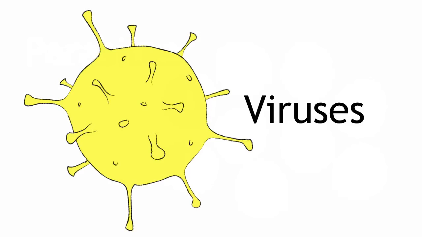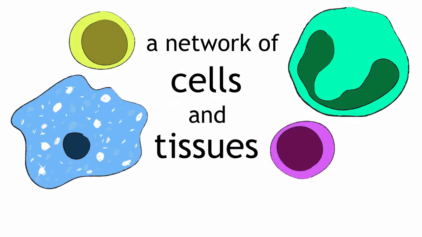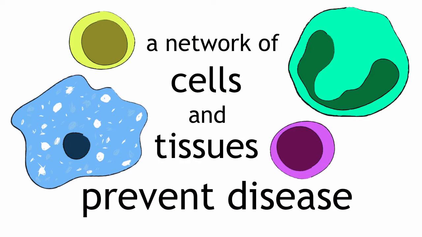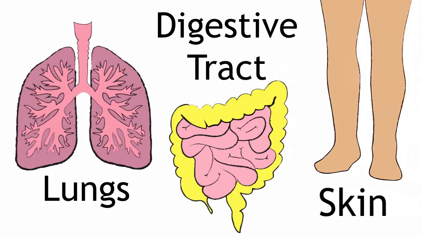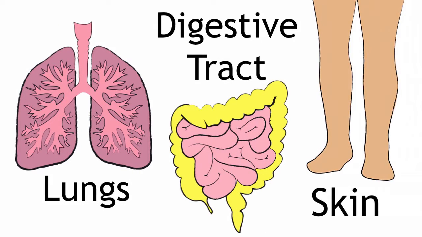The immune system comprises a network of cells and immune tissues that work together to prevent the development of disease. All parts of the body that interface with the environment, such as the lungs, the digestive tract, and the skin, have to be prepared to protect the body from infection.